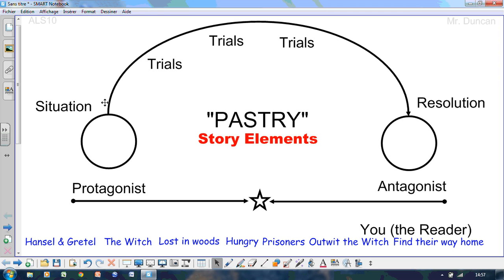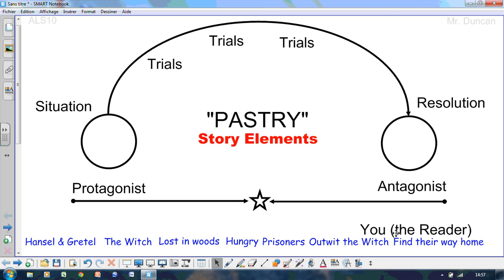So we want to start with a situation here that's interesting, that's challenging somehow for the protagonist. Through the course of the trials that the protagonist is going to face, we finally come to a resolution. Now, sometimes that resolution is going to be a happy one. Sometimes it's going to be a tragic one, and it depends on what kind of story we're telling. I know most of us prefer our protagonists to have everything work out in the end, but it doesn't always come out that way. So there's our resolution.